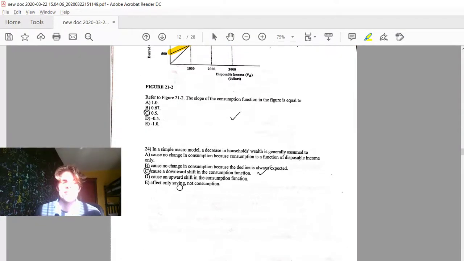In a simple macro model, a decrease in households' wealth is generally assumed to... So if you have less wealth, you're going to consume less. That would make sense. You're not going to consume more, right? And we assume that consumption and saving are built up of our marginal propensities to consume and save, which equal 1. We have a marginal propensity to consume of, say, 0.7, and that means our MPS would equal 0.3 because together they have to add to 1.